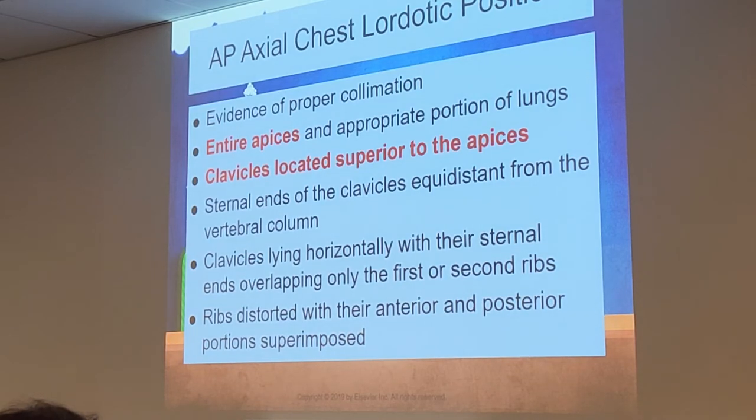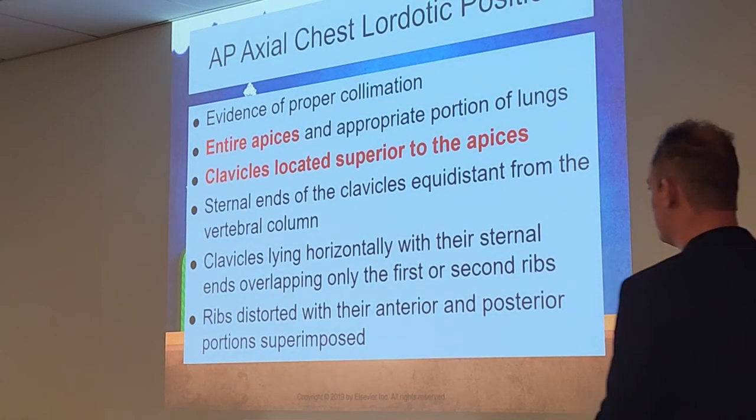How do we achieve that? That's why we're having them lean back. That's angling the patient's chest to make sure the clavicles are projected above the apices. It's also how we can identify it on a radiograph, looking at the position of those clavicles. And I'll show you an example here in a second. It's also in your book.